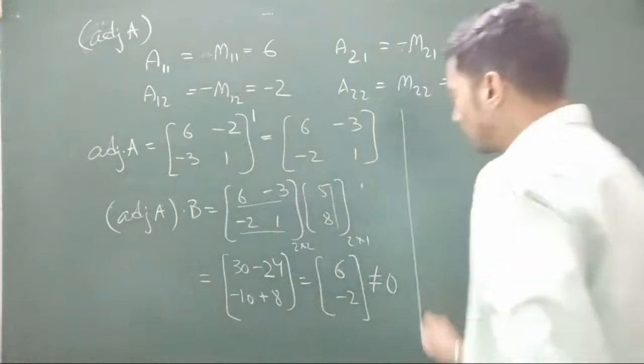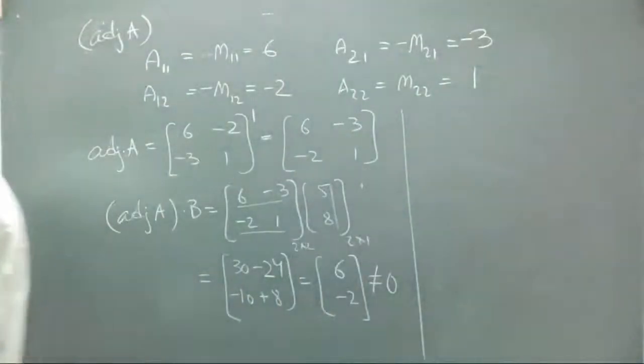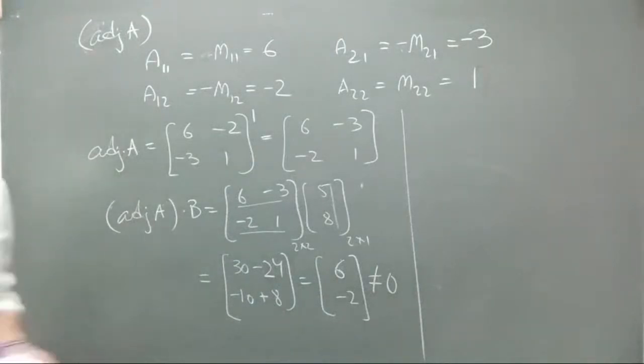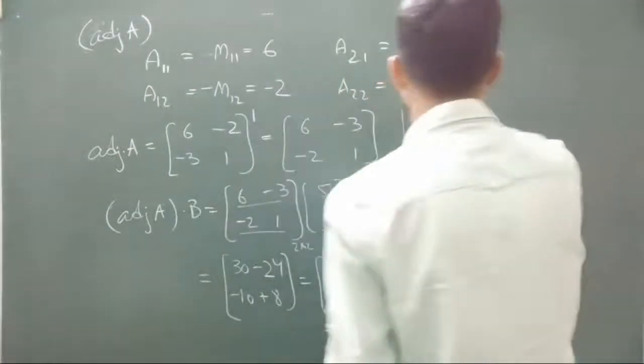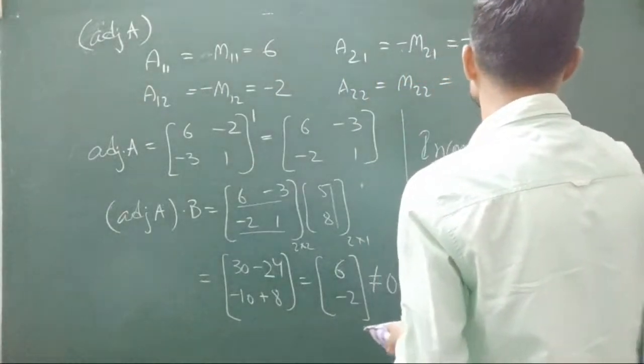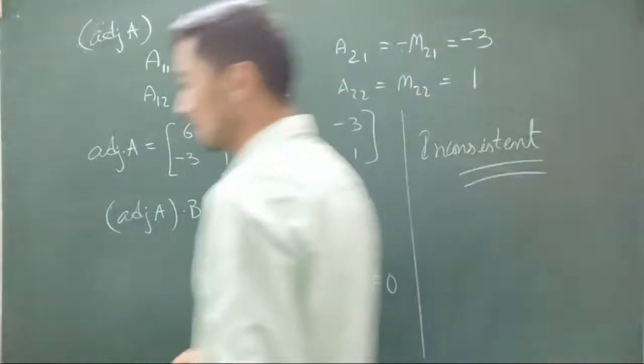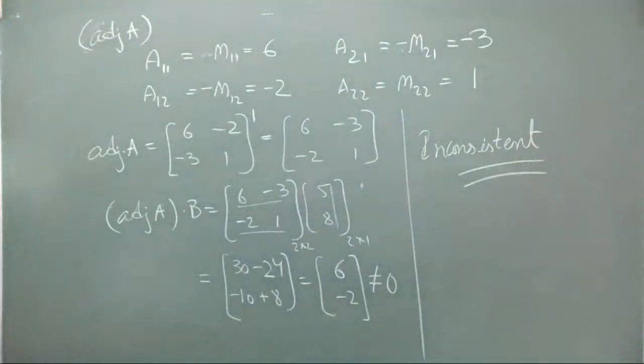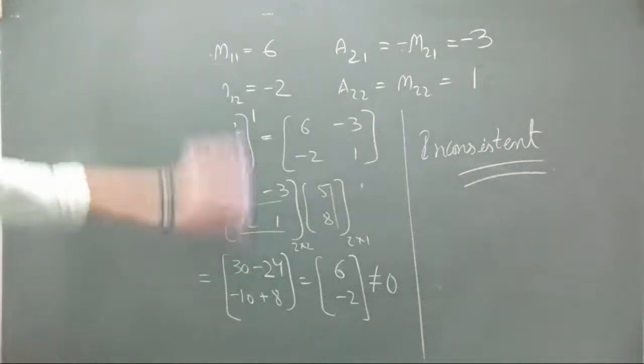So whenever it's not equal to 0, what was the conclusion for us? When it's not equal to 0, they will represent parallel lines, so they would be inconsistent. Alright, so that's how you will be getting things done. Okay, so let's try some more.